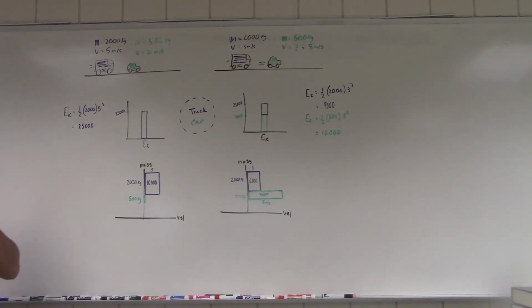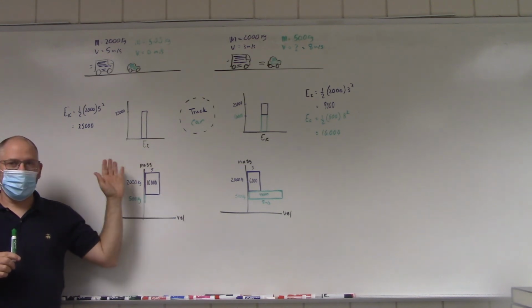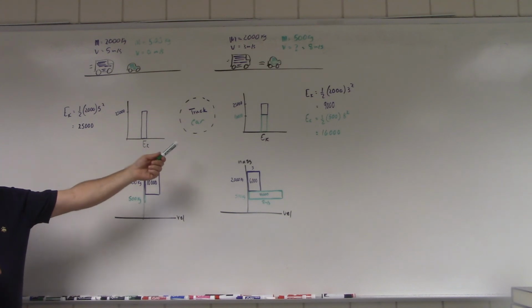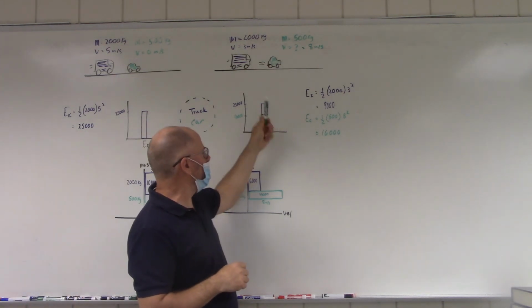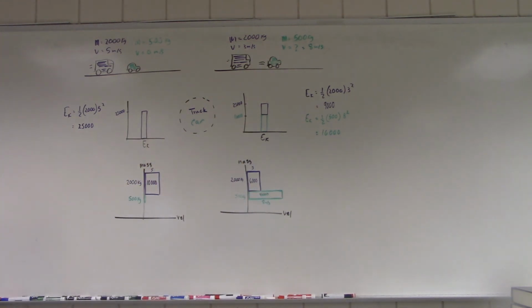Now, what's cool about this is in this problem in particular, because the bumpers hit, you actually don't end up losing any energy. You start with 25,000, you end up with 9,000 and 16,000, which is 25,000. All right. How's that seem? Cool?